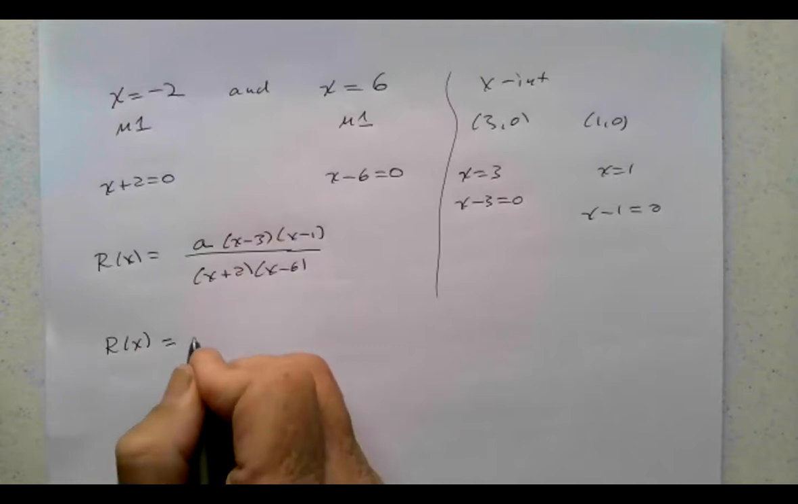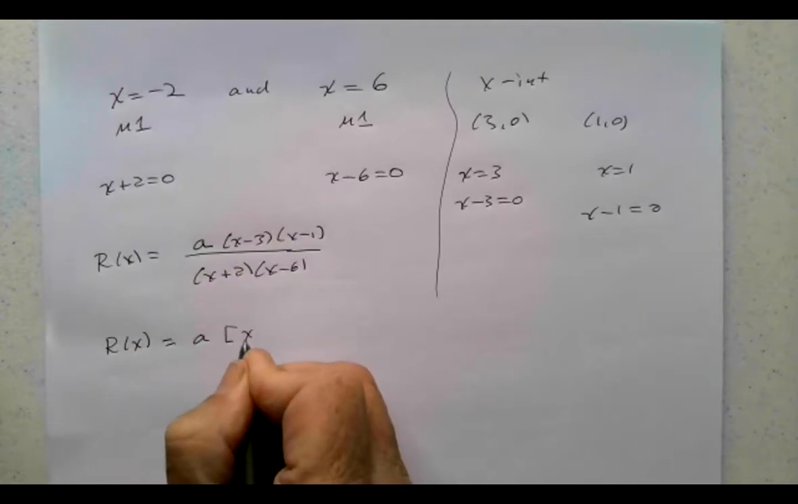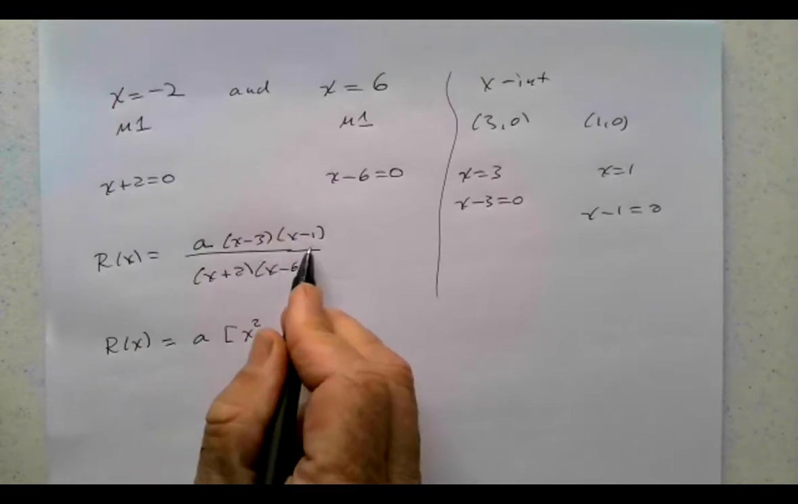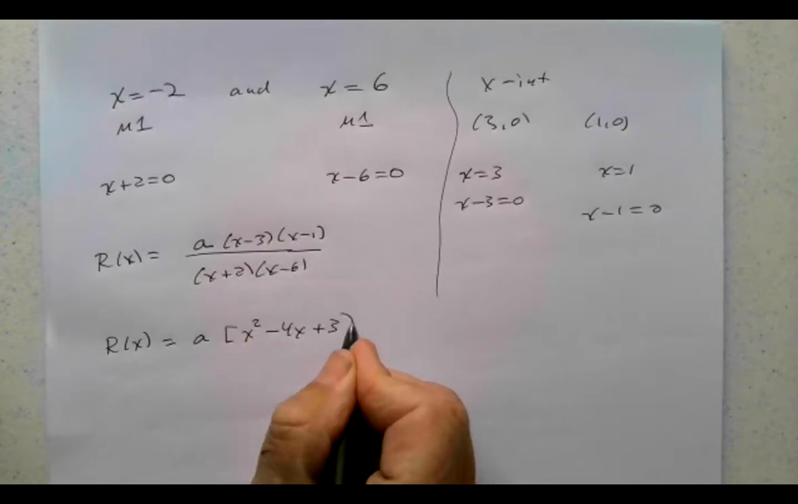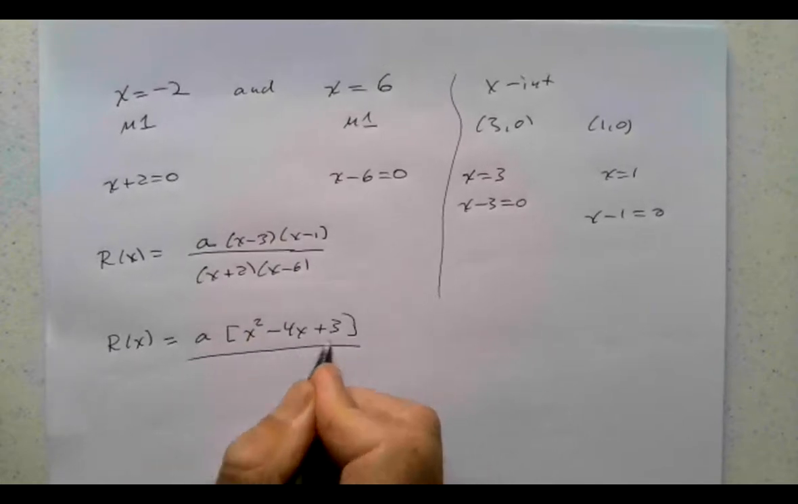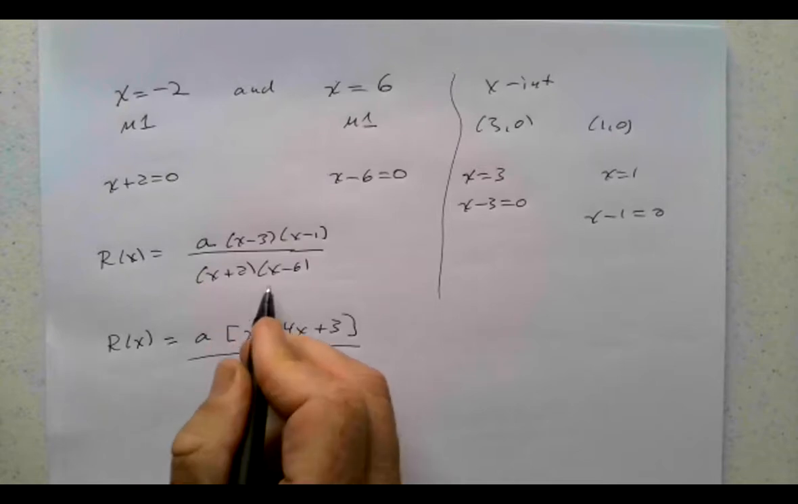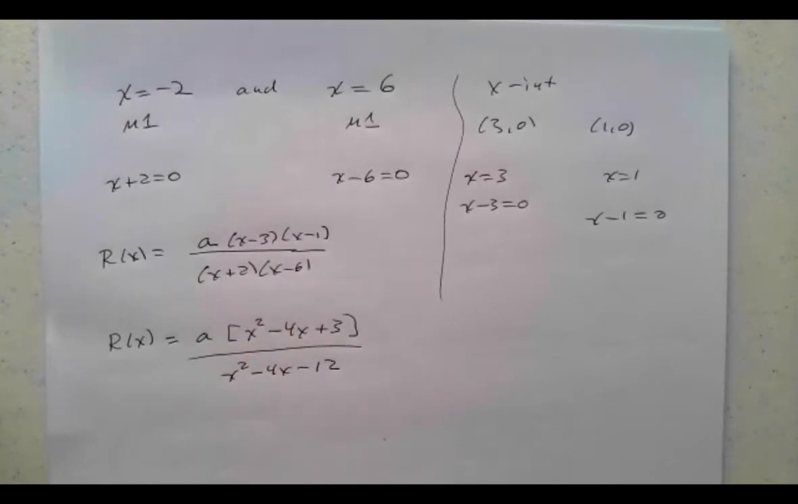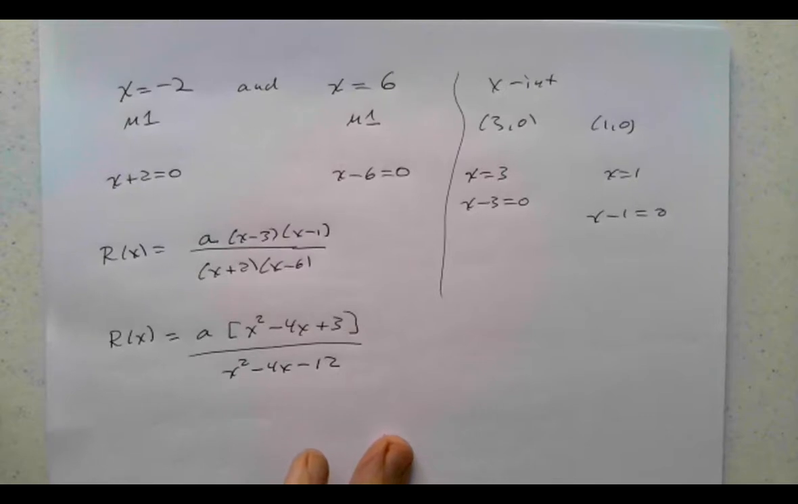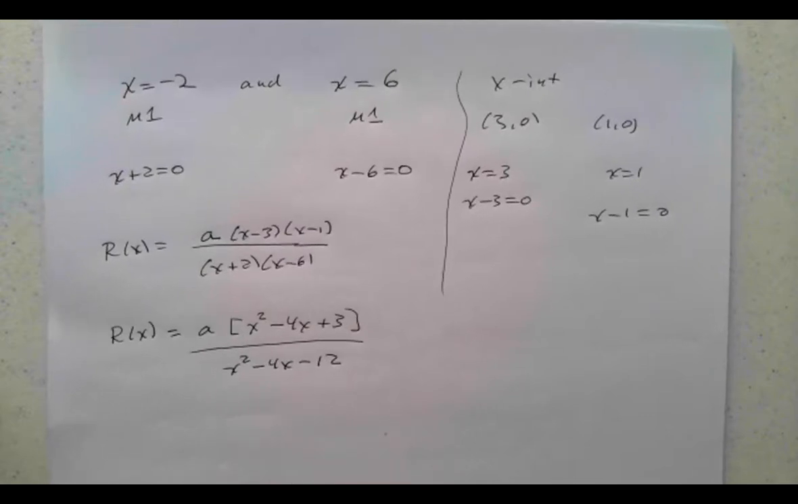And right now what I have is a times x squared minus 3x minus 1x is minus 4x plus 3 over x squared plus 2x minus 6x, that's minus 4x minus 12. Now, what other information do I need to finish this problem?